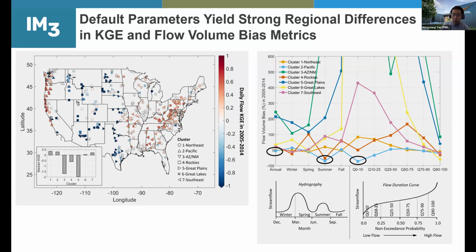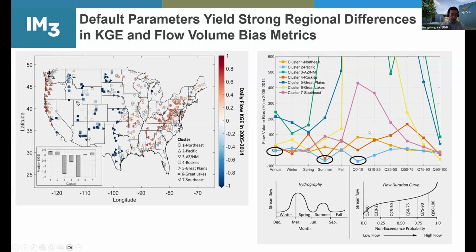But they have some moderate performance in the Great Plains. That's not surprising because it's a really dry region, very challenging for streamflow prediction, and also some underperformance in the Rocky Mountains, the snow dominant regions. So this is the daily flow KGE.